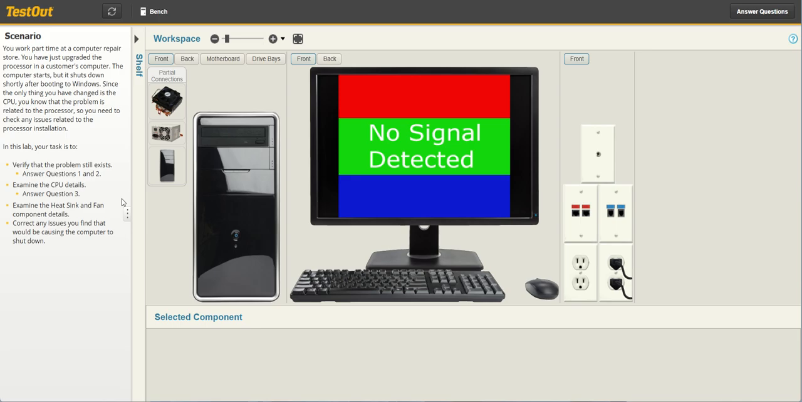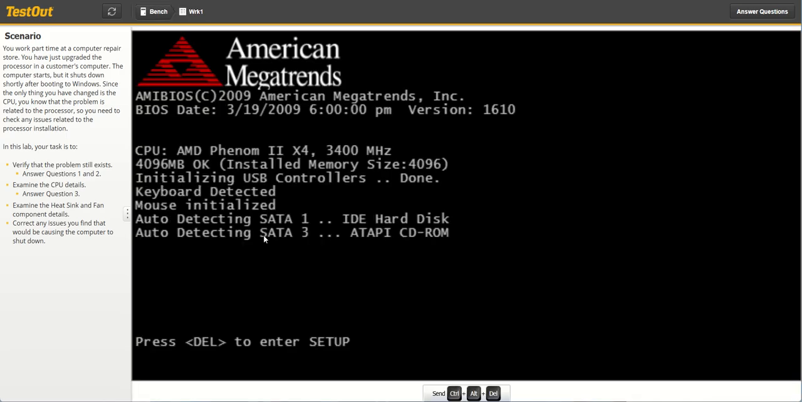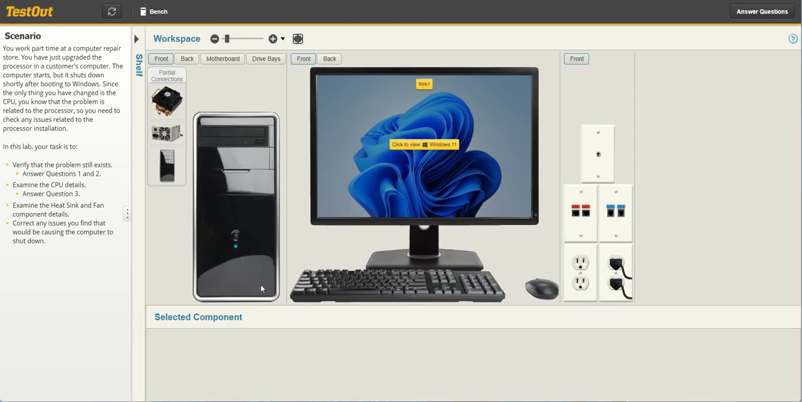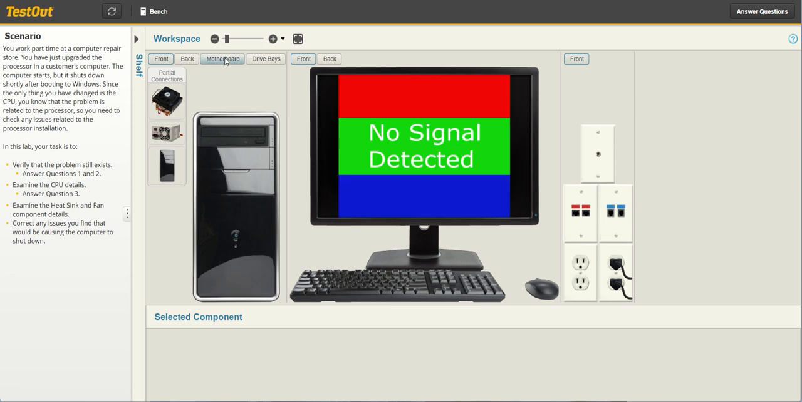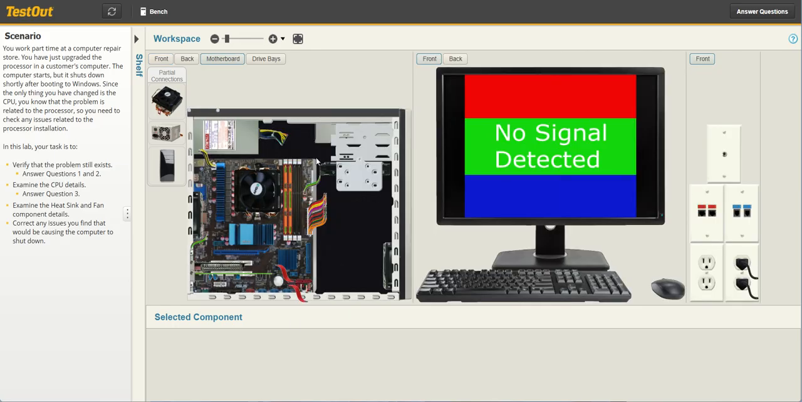Okay. Verify the problem still exists. All right. We verified the problem still exists. Okay. Turn it off. Let's go to the motherboard.